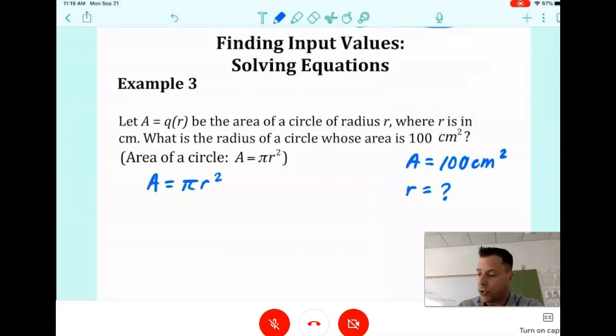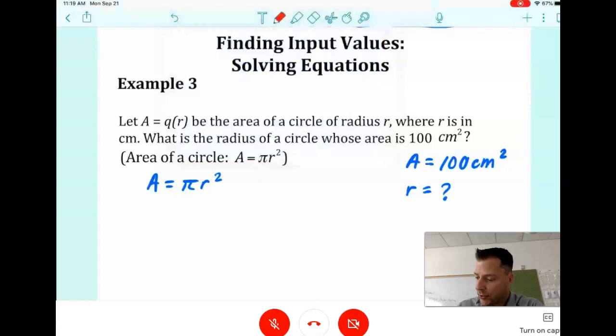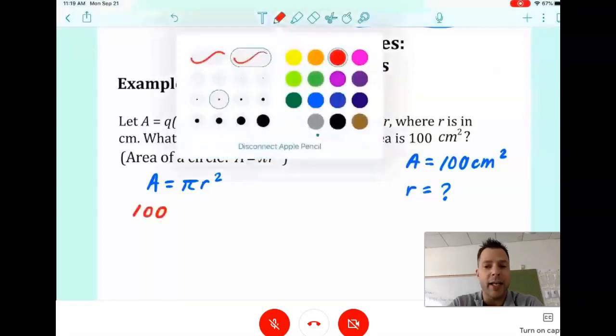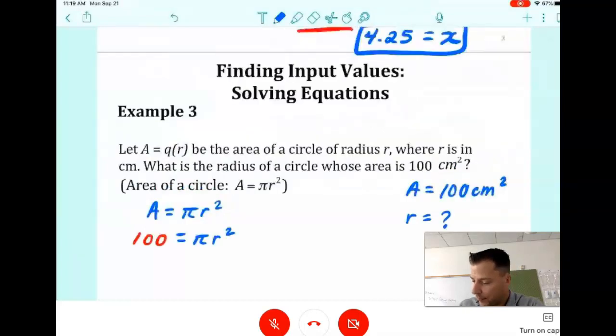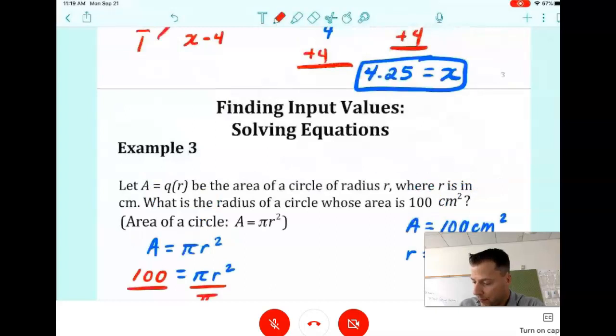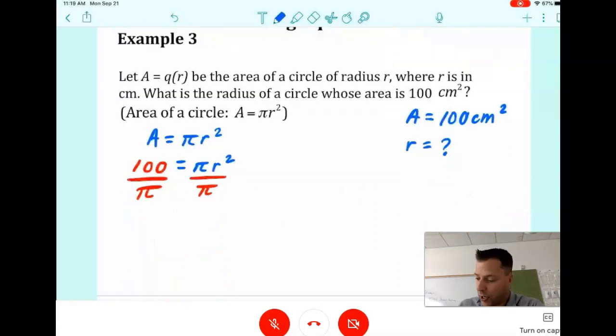So by substitution, we have 100 equals pi r squared. Now you could abbreviate pi as 3.14, but let's go ahead and do this out. So pi is a number, so we can divide each side by pi here. And so we're left with 100 over pi equals r squared.